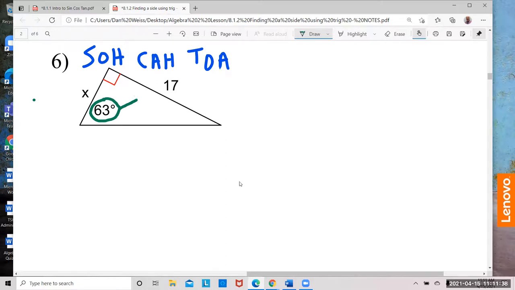From 63, is 17 opposite, adjacent, or hypotenuse? That's adjacent. Adjacent is going to be this guy. 17 is across from the 63. This guy's opposite, and this guy's adjacent, which means we're using tan.